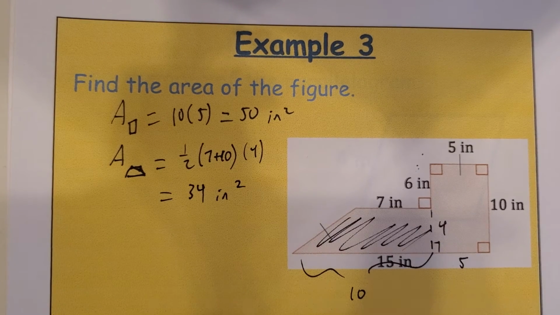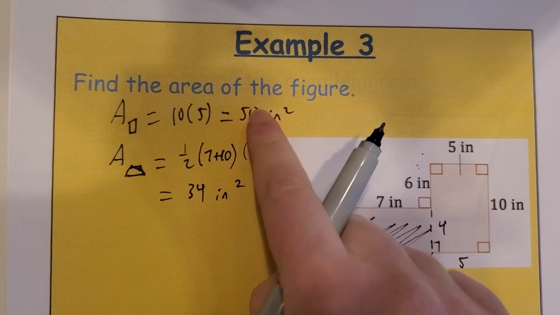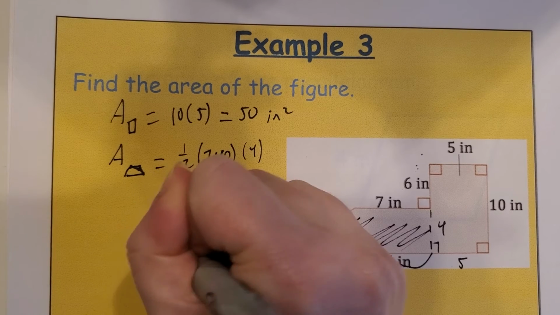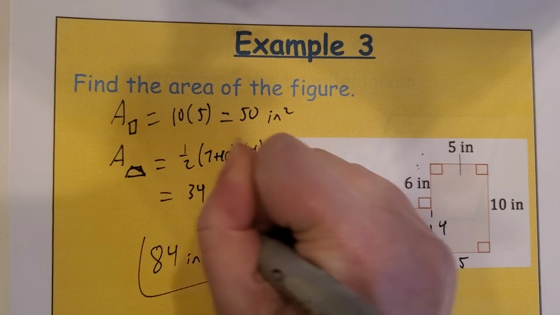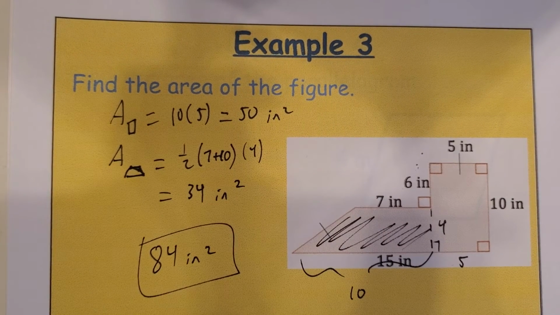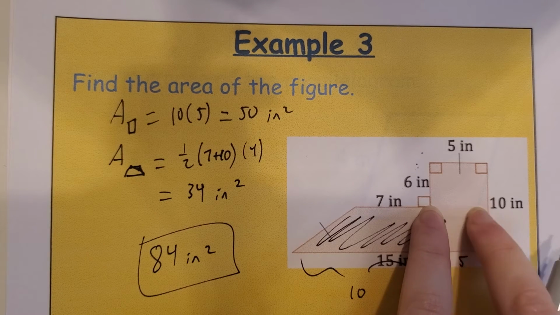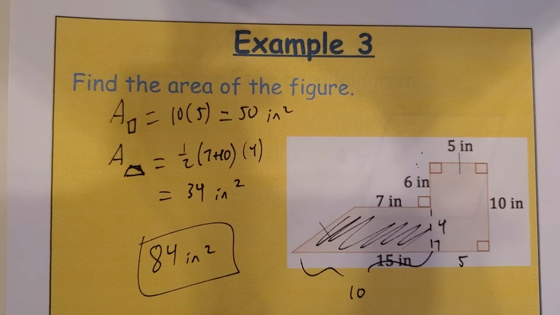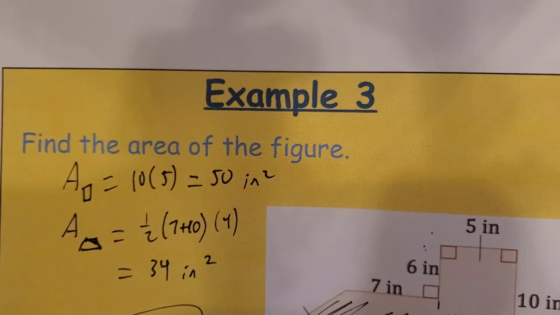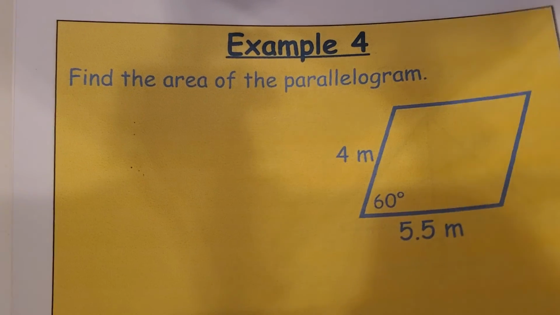So again, the area of the whole figure is just the sum of 50 and 34, which is 84 inches squared. And like I said, you should get the exact same thing if you had split it this way. Then it would just be some different measurements for each of the pieces of the whole figure. Okay? All right.